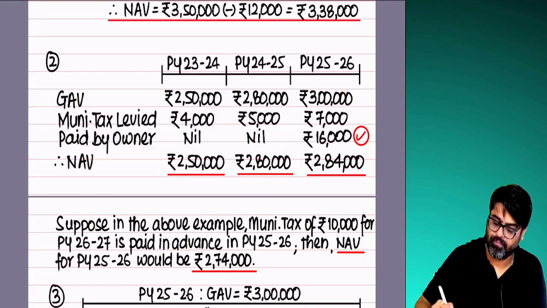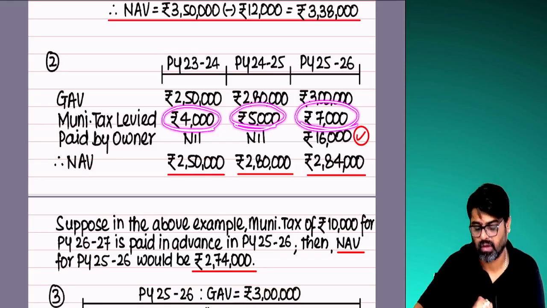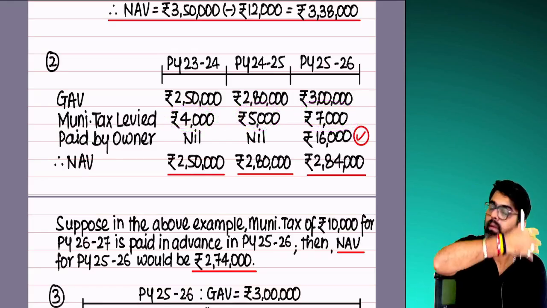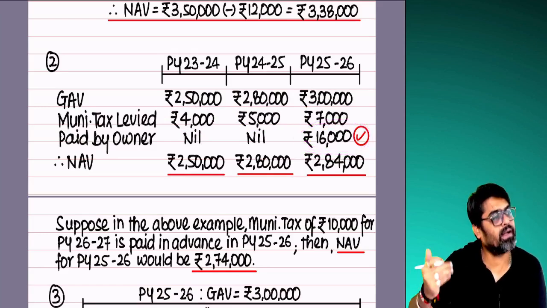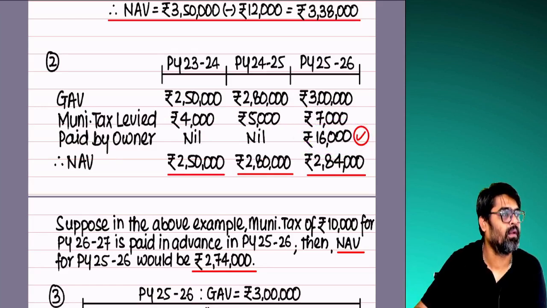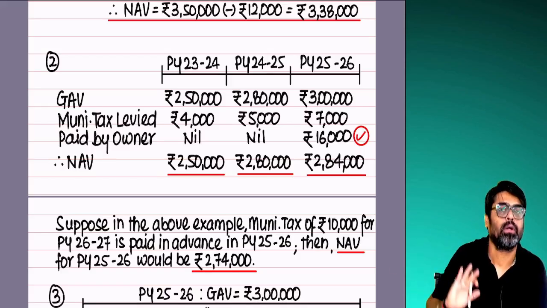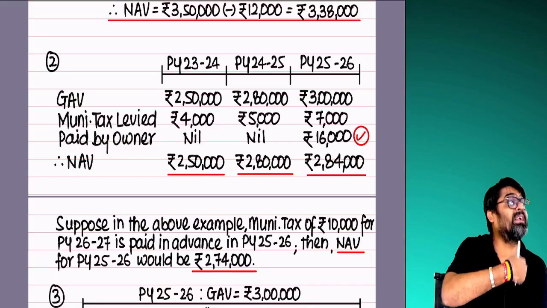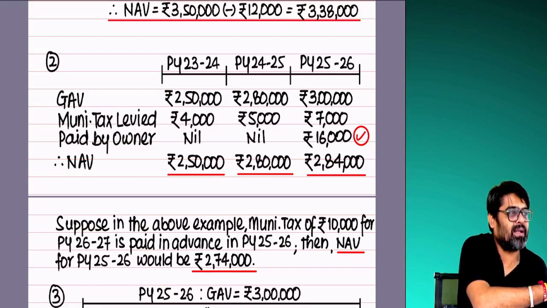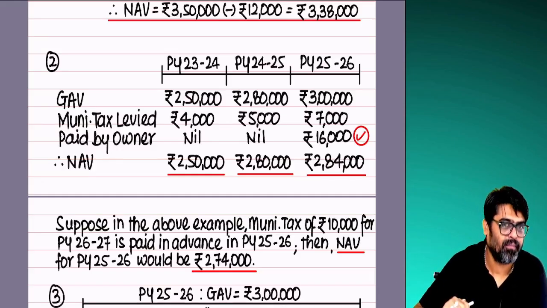Now tell me, this 4,000 plus this 5,000 plus this 7,000, how much is the total? That entire 16,000 I have paid in this year. Can you see this year I have paid the municipal tax for this year also? The last 2 years' municipal tax which was outstanding, which I did not claim as a deduction, I paid that also in this year. So tell me, how much deduction are you going to get?